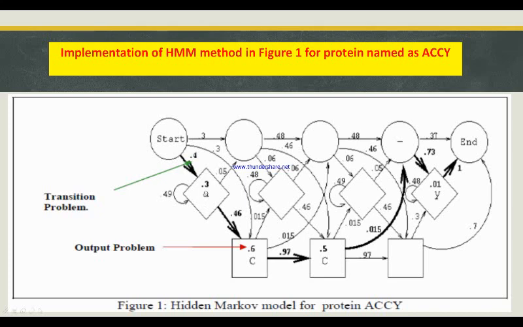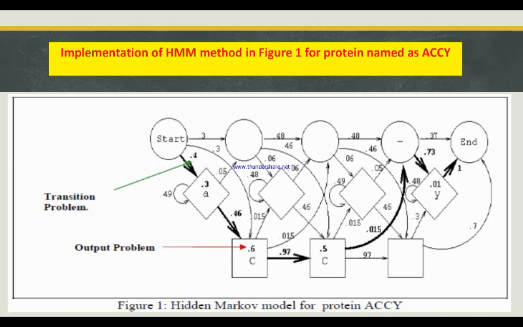between A and C. And then the highlighted path, which is here, 0.4, 0.46, 0.97, 0.015, 0.73 and 1. Okay, the one highlighted in black shows the probability of A, C, C and Y.